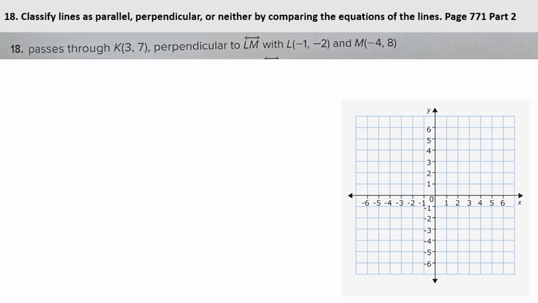Okay, now let's discuss question number 18. Now here, what is it? Perpendicular. Now this is changed. Everything is the same, the only thing is the slope is the opposite reciprocal. So let's do it.